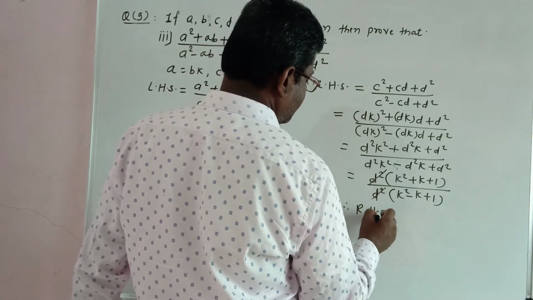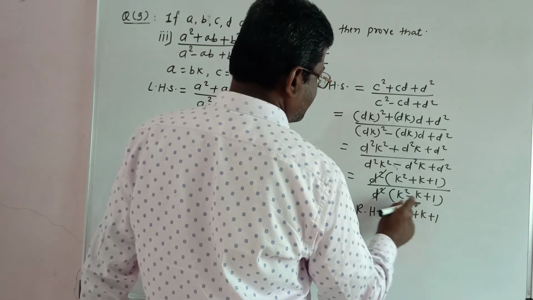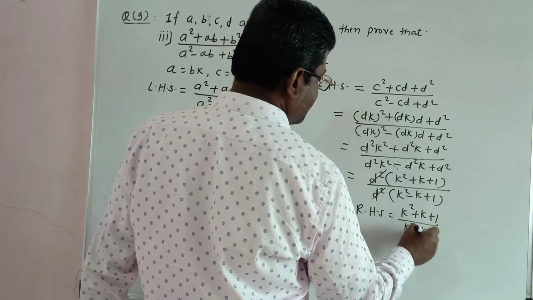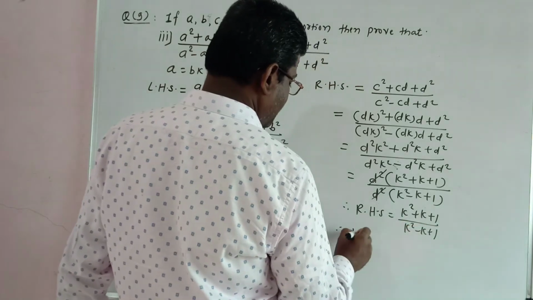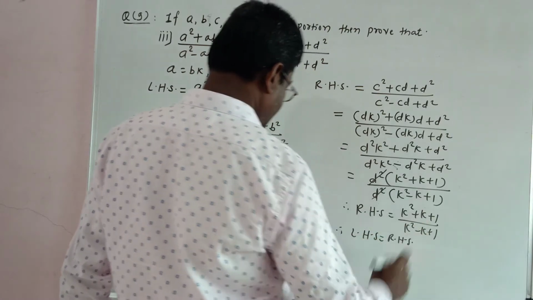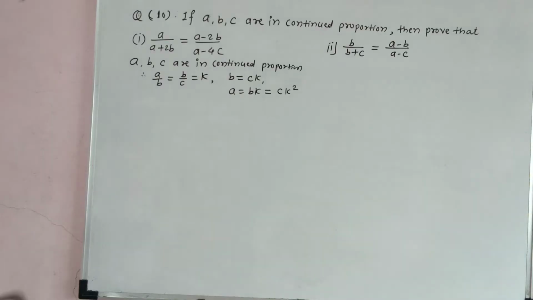Therefore RHS is equal to (k² + k + 1)/(k² − k + 1). Therefore LHS is equal to RHS. Therefore this is proved. Question number 10.